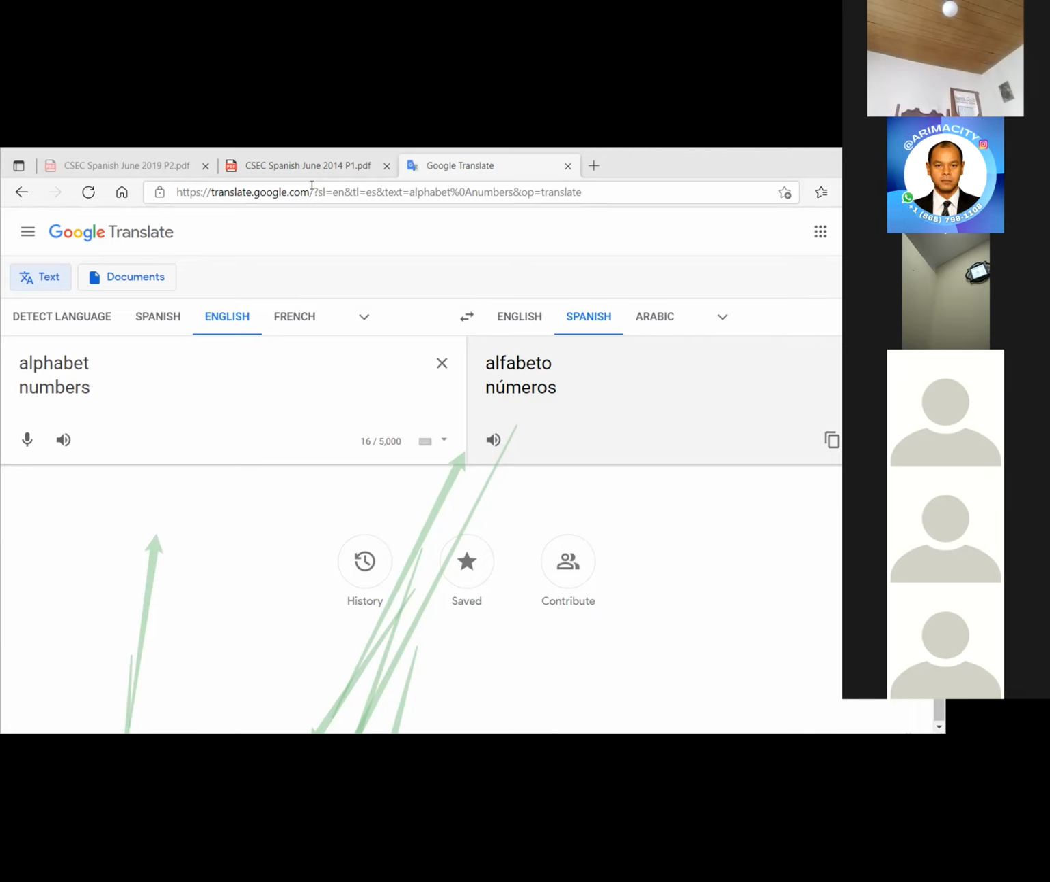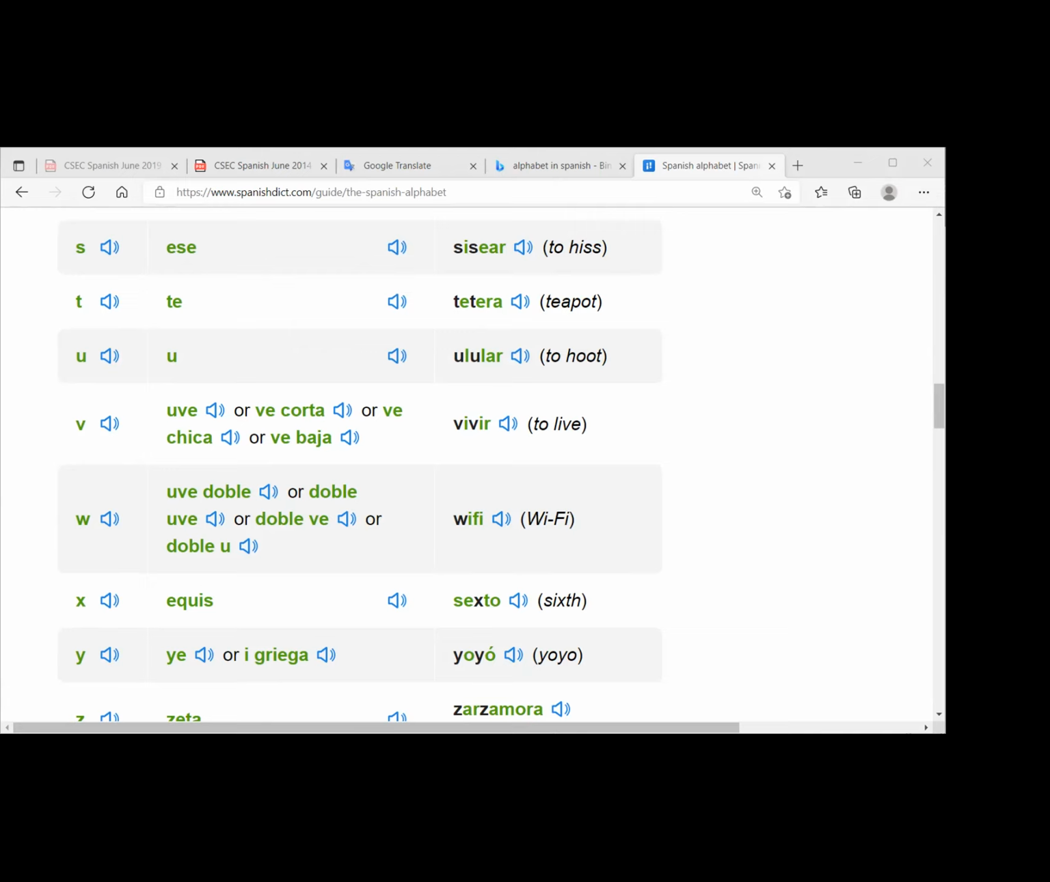In English, if you're unclear whether the person said 19 or 90, you clarify. In Spanish, when they want to clarify whether it is V or B, they would say V corta or V alta. V alta would be the B and V corta would be the V. You also might hear people saying V labial and B labial, and V vocal. V vocal is the V and B labial is the B. Am I going good so far, Yarima?